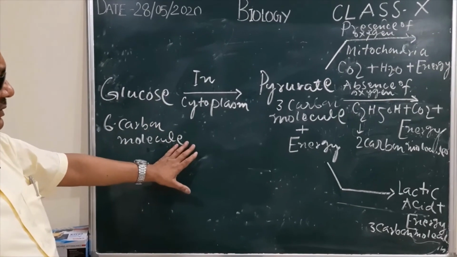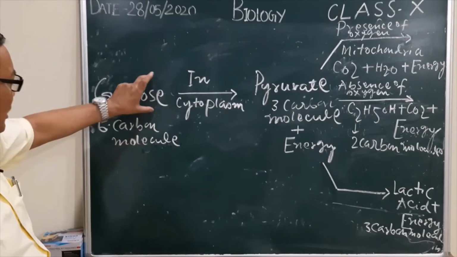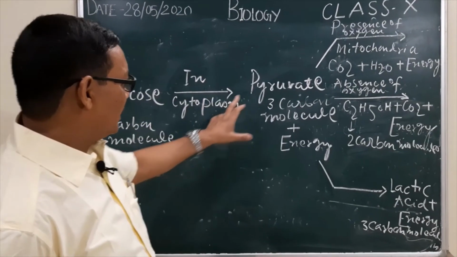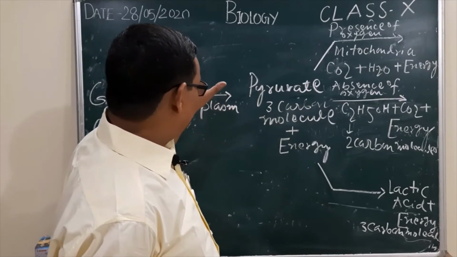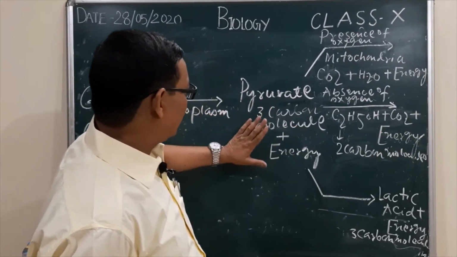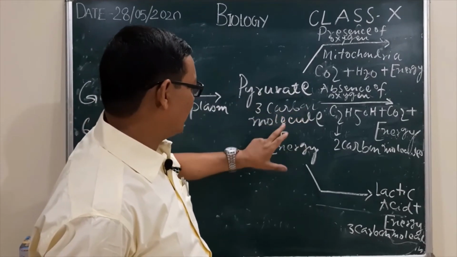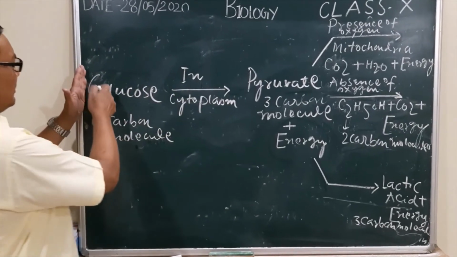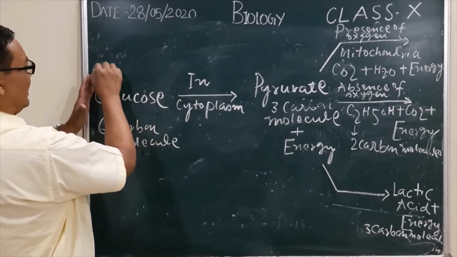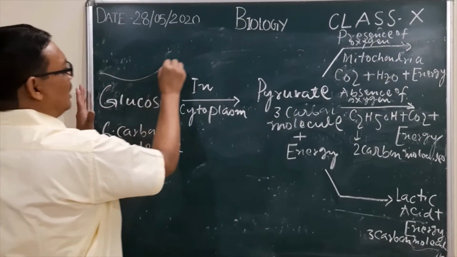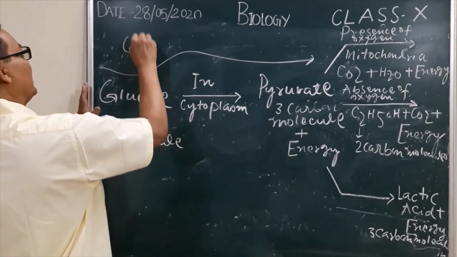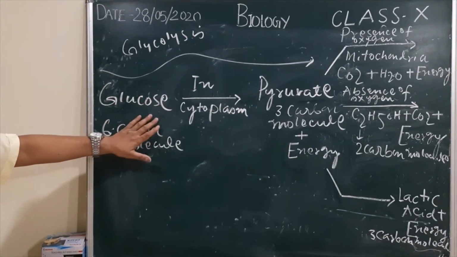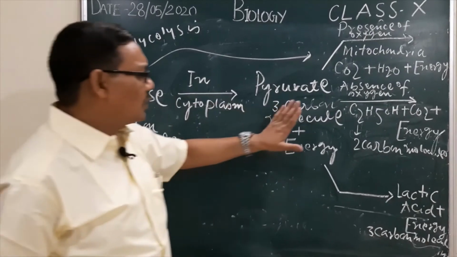Now, look here, number one, that is the glucose. This is the 6 carbon molecule within the cytoplasm. It will be broken into the pyruvate or the pyruvic acid. This is the 3 carbon molecule. Energy is also released during this process. This is the first step, from this part to that part, that is the glycolysis. So, this glycolysis process is the first step.